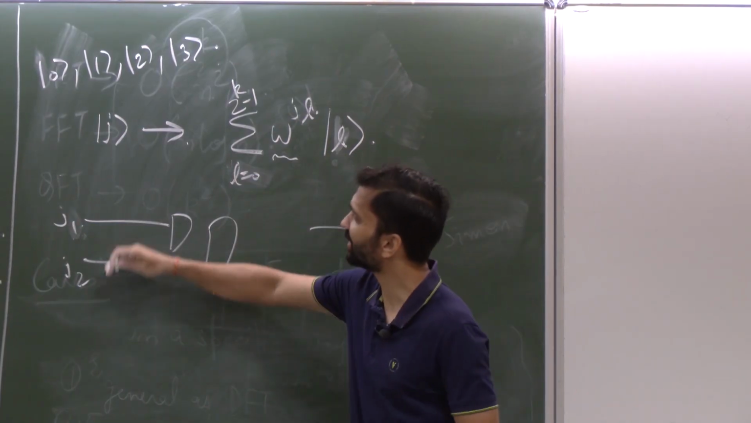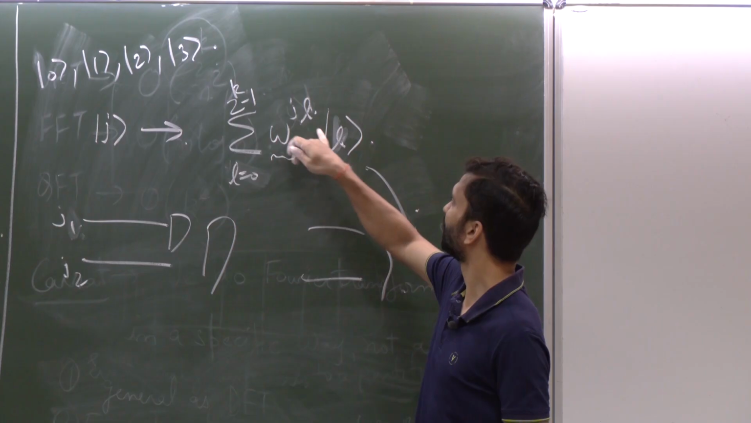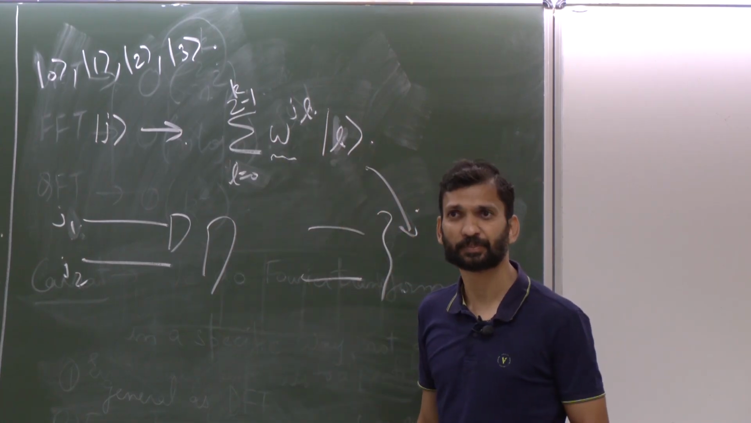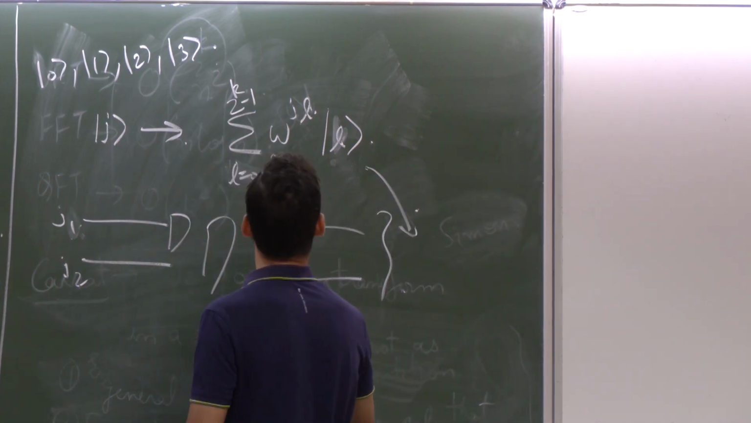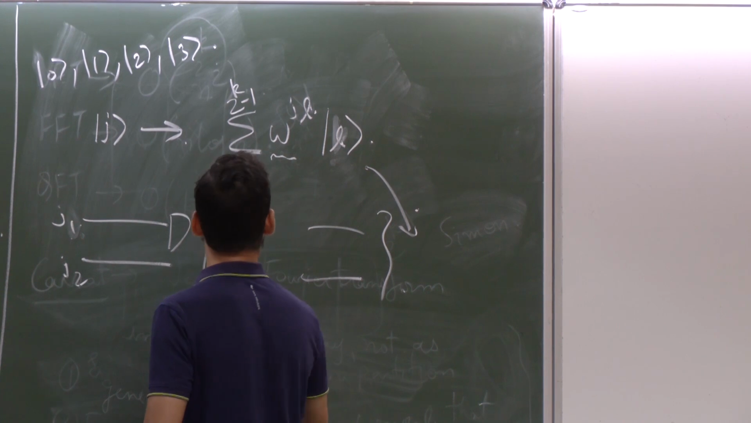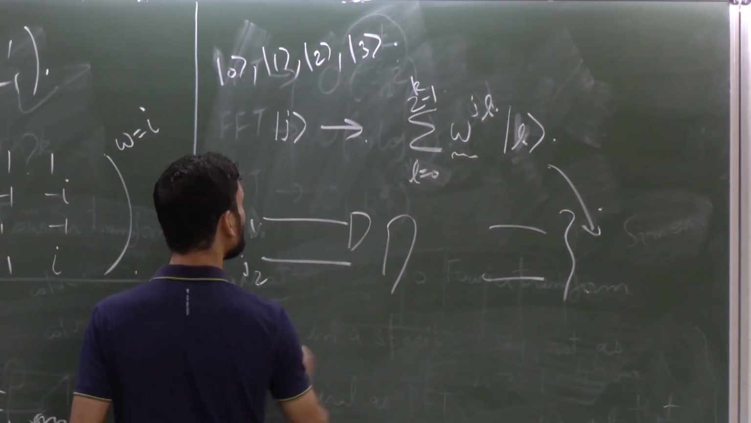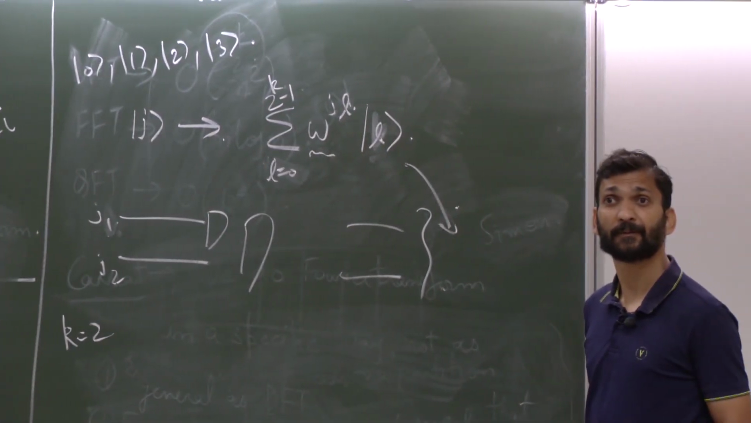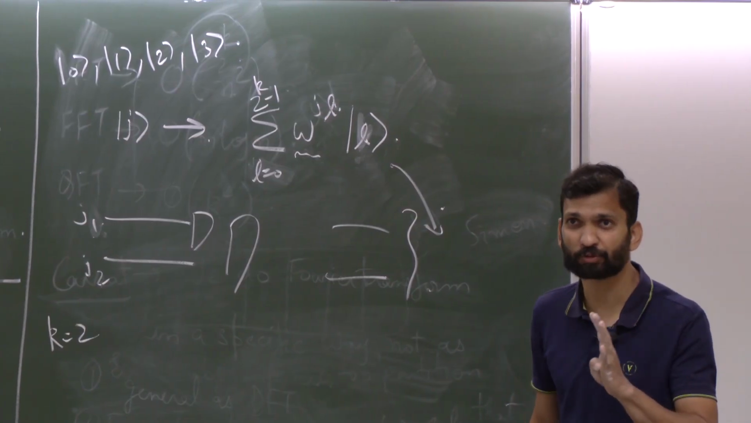So then let's write this in terms of L in binary, J in binary. Okay. So now let's take K equal to 2. How many choices are there for L? 4, right? 2 square, 4.